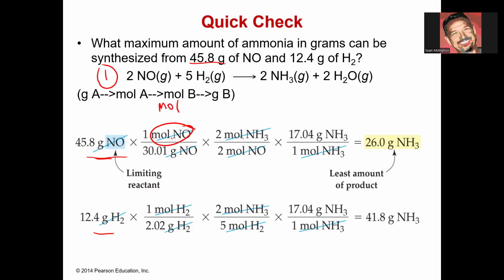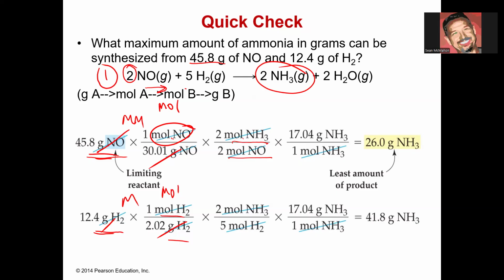How do I get moles of nitrogen monoxide from grams? Molar mass. So this step is molar mass. That was step 2. I do the same thing here. Grams of hydrogen to moles of hydrogen. So how do I get moles of the given? Molar mass. Cancels out. Then I would need to go from the moles of my reactant to moles of what I want, which is my ammonia. How do I do that? Mole ratio. So I convert moles of nitrogen monoxide to moles of ammonia.